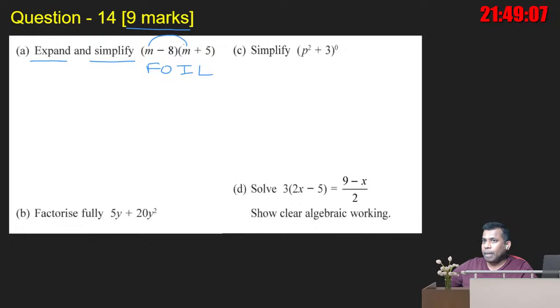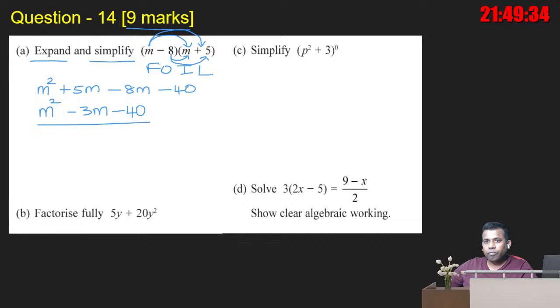First, m times m, which is m squared. M times 5, 5m. Inside, minus 8m. Then last, minus 8 times 5, minus 40. So m squared plus 5m minus 8m is minus 3m, minus 40. That is the answer for the A part.